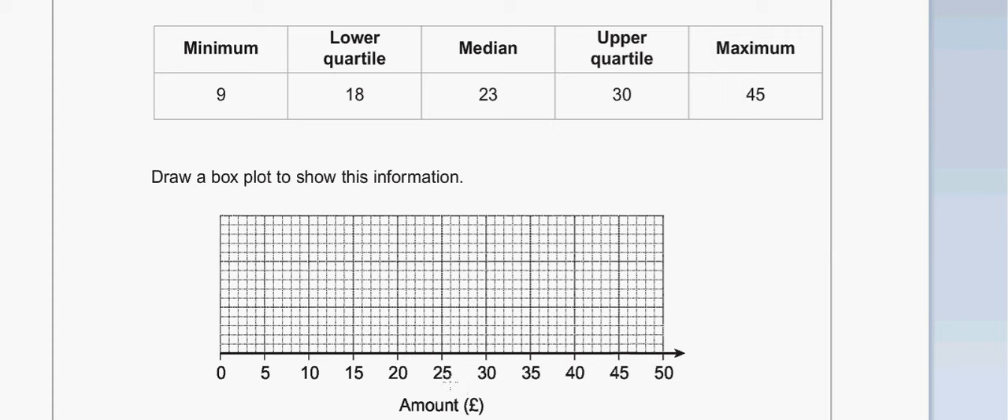So our lowest value is £9, and each one of these little squares is £1. So at £9 I will put in a line. My highest value is 45, so at 45 I will put in another line.